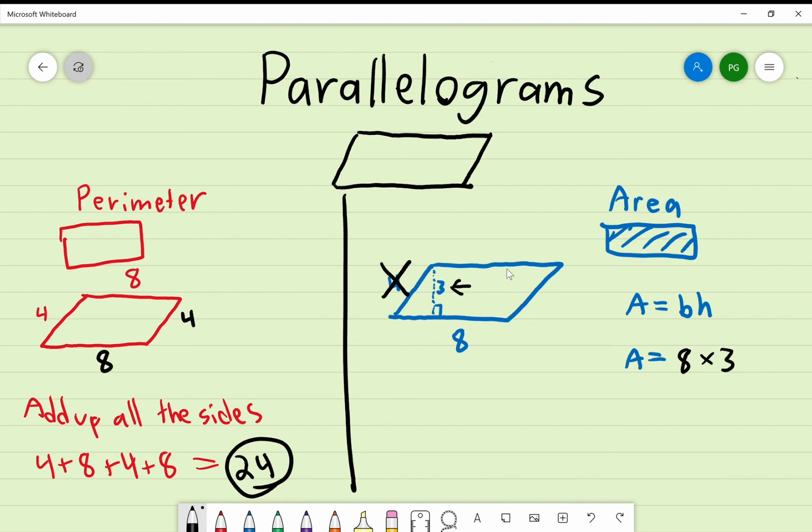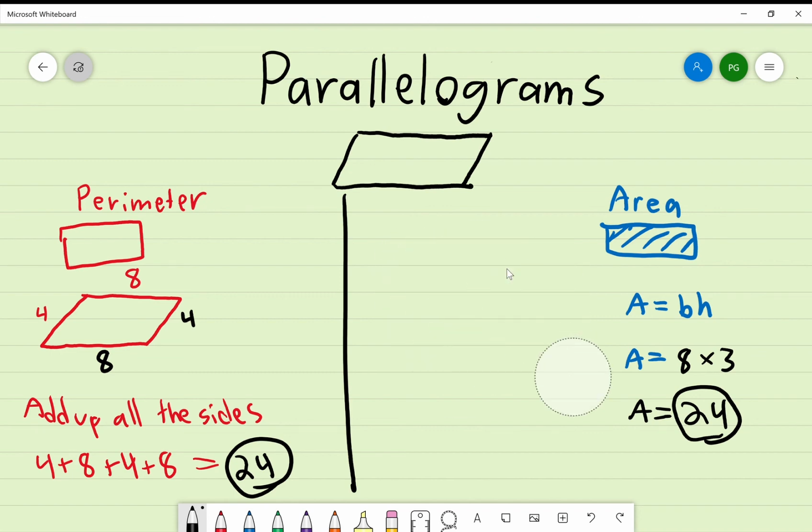8 times 3, well, pure happenstance. In this case the area is the same as the perimeter. Okay? In this case only. It's not always the same. Just clarifying that. Look, let's do another example so no one gets confused.